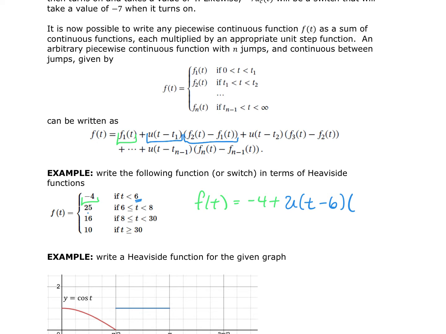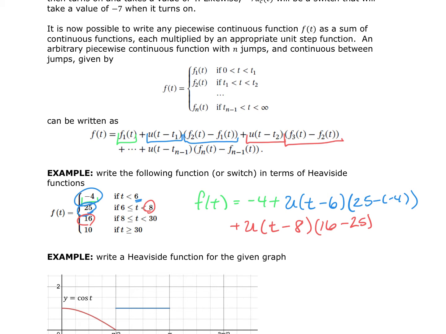It's going to be 25, that's f sub 2, minus negative 4. So 25 minus a negative 4. And then I'm going to do my u of t minus t sub 2, so plus u of t minus 8. And then it's going to be f sub 3 minus f sub 2. f sub 3 is 16 minus f sub 2, which is 25.